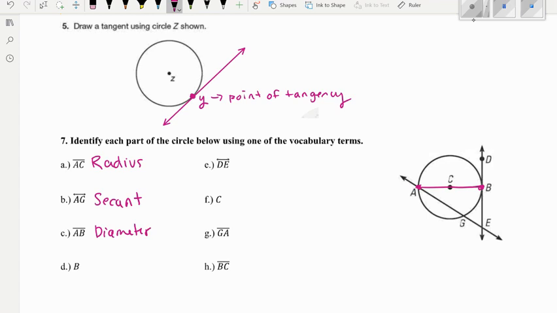And then B is this point right here. So that is the point of tangency for the line DE. And then DE, of course, with the arrows above is the tangent line. C is the center of the circle. GA, notice that this does not have the arrows above it, so that's just a chord. And BC is also a radius.